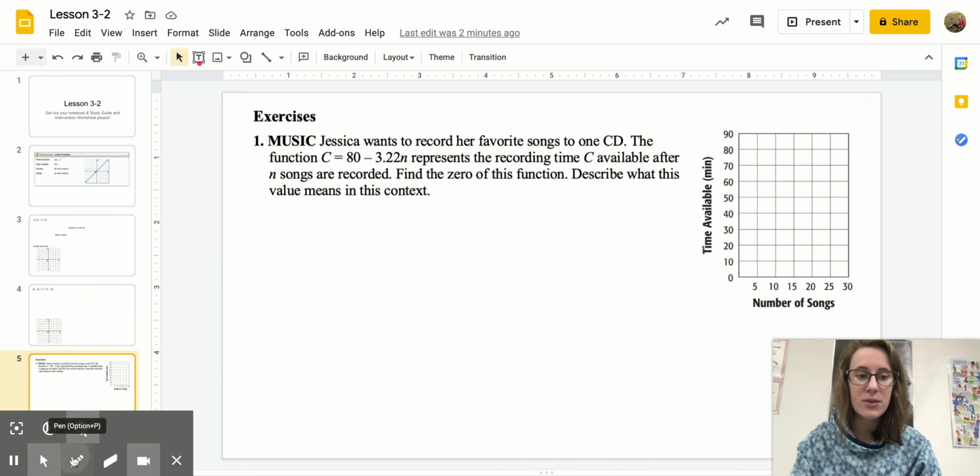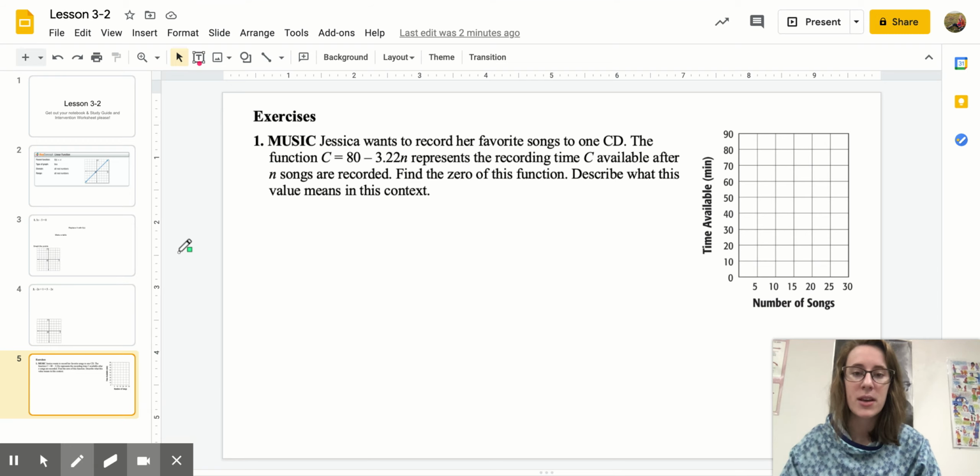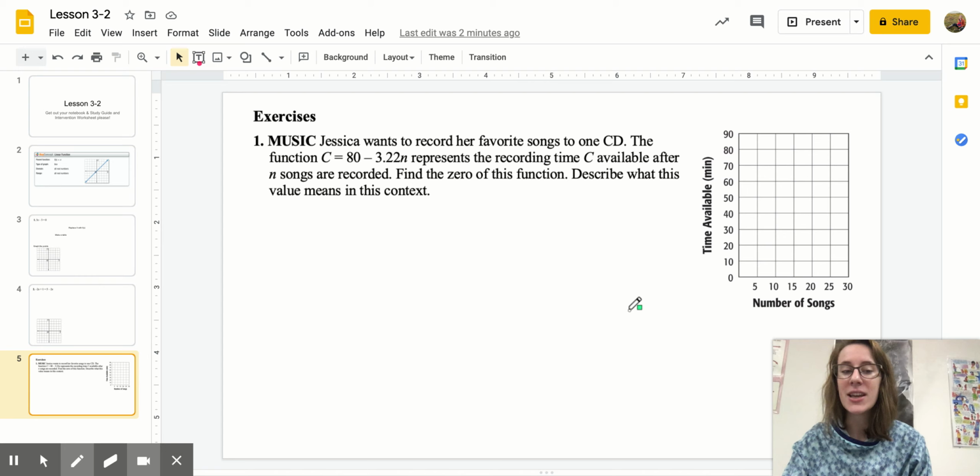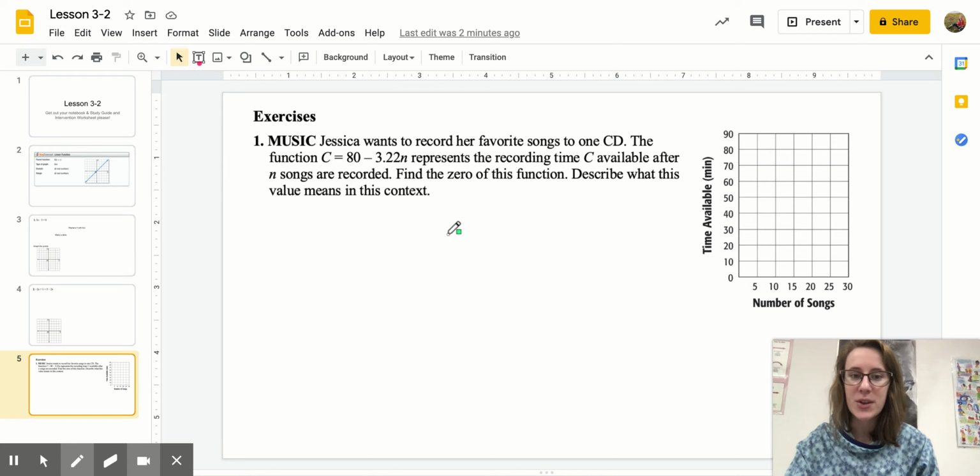So we can also do this with application problems. The whole lesson on applications is helpful because this whole lesson is really relevant to what we do in everyday life. So maybe not Jessica recording songs important, but you could apply it to other things as well.